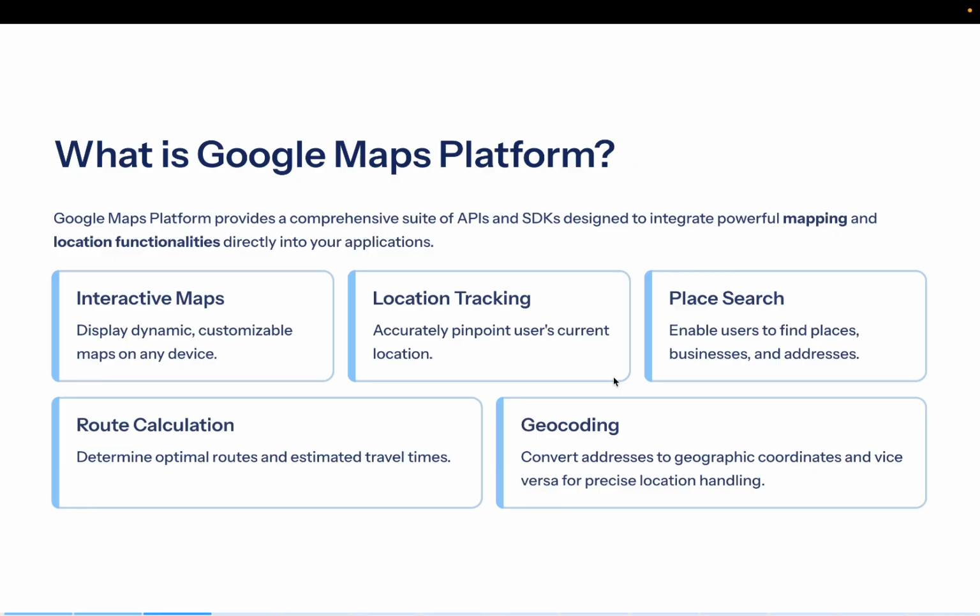Now finally, let me move on to geocoding. Geocoding converts addresses into geographic coordinates, and reverse geocoding does the opposite. It means based on the coordinates, we can convert them into an address.